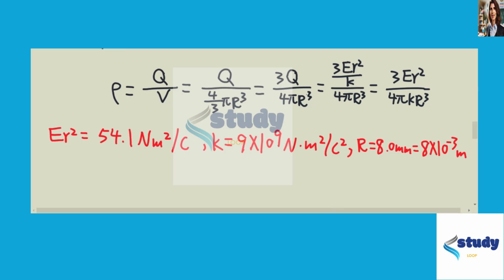And we know the average value for ER squared in B is about 54.1 Newton times meter squared per coulomb. And K is the Coulomb constant, which is 9 times 10 to the power 9 Newton times meter squared per Coulomb squared. And we know the radius is given as 8.0 millimeter, which is 8 times 10 to the power negative 3 meter. So let's determine the charge per unit volume for B, which is equal to 3 times 54.1 Newton meter squared per Coulomb.